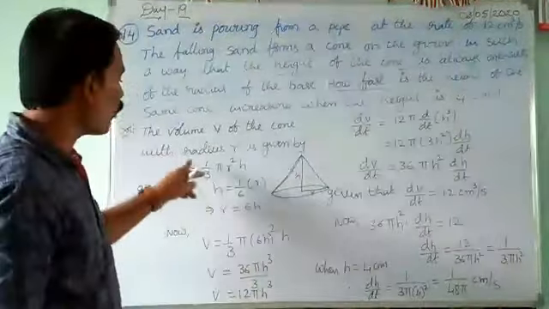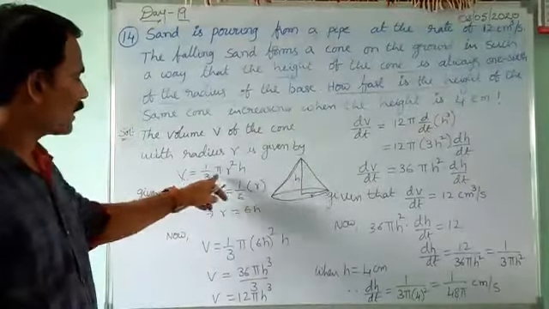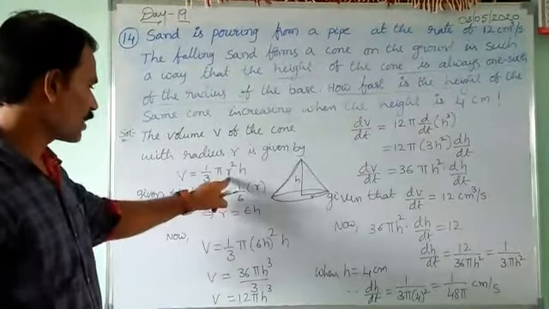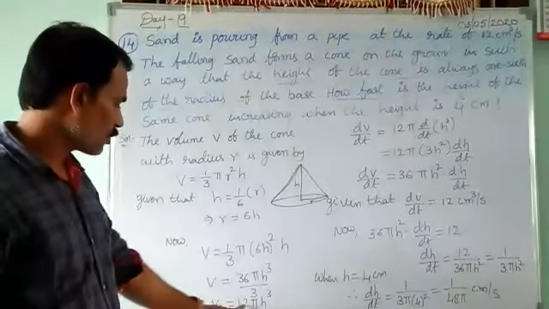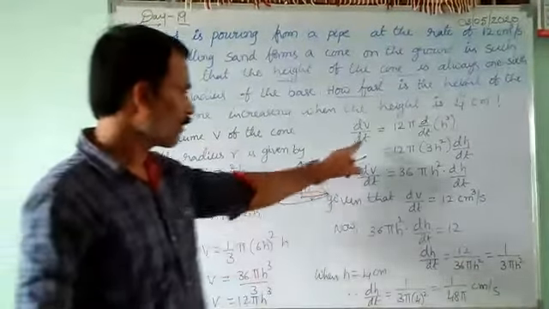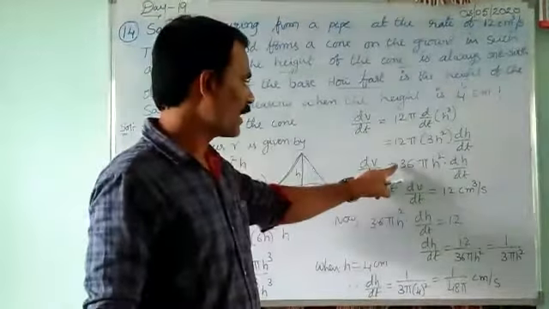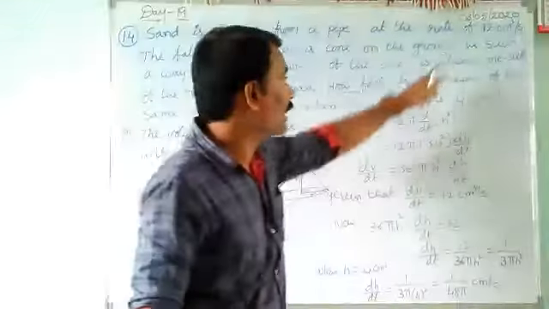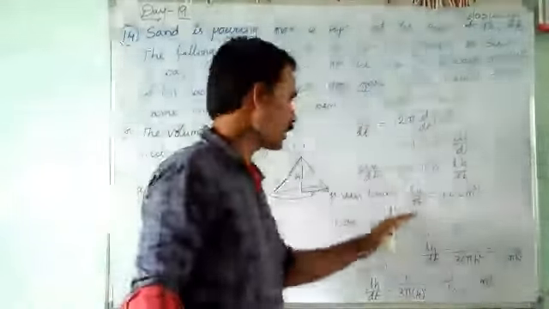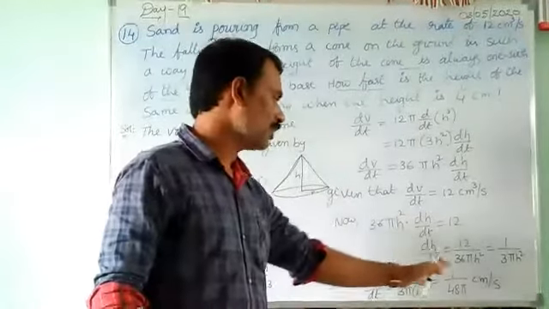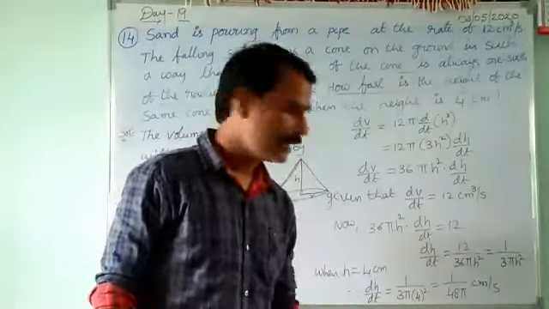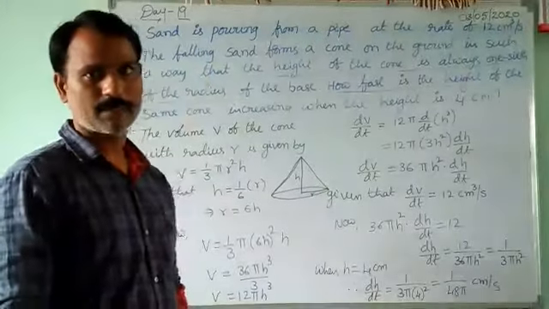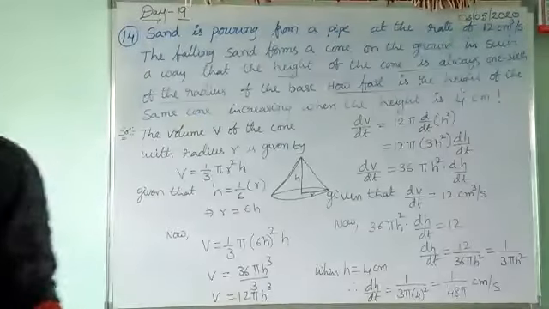Really, the formula of the volume of a cone is 1 by 3 pi r square h. Substitute the value in this place and you will get V is equal to 12 pi into h cube. Now differentiate with respect to time. If you take the normal differentiation, we get this. He gave the value 12 centimeter cube per second. Just equate those two values and you will get dh by dt. Our final answer is 1 by 48 pi centimeter per second.